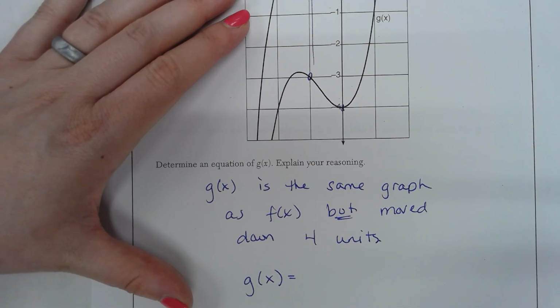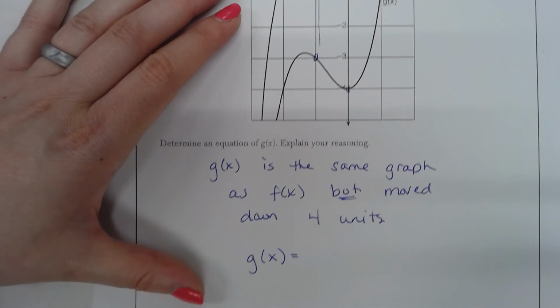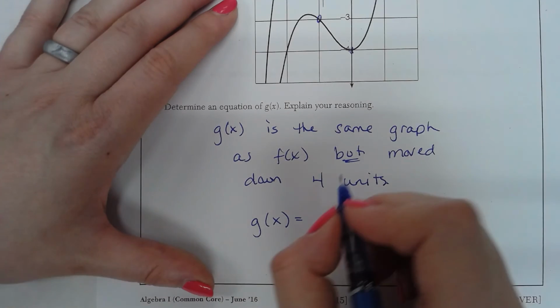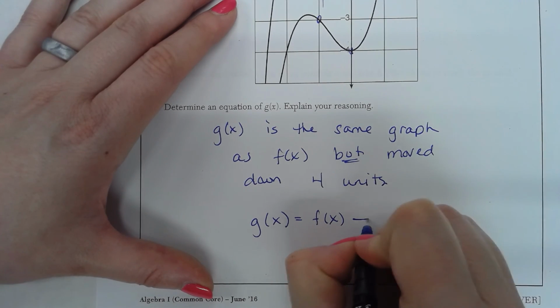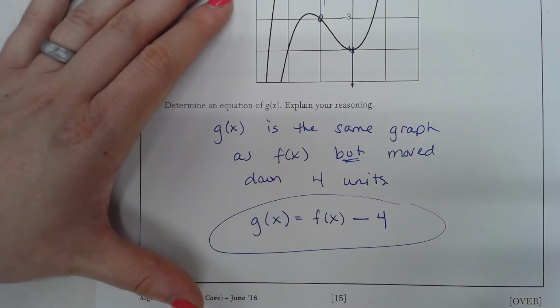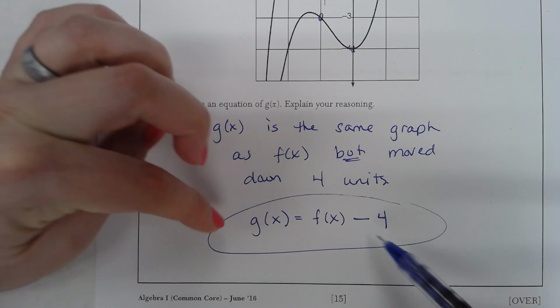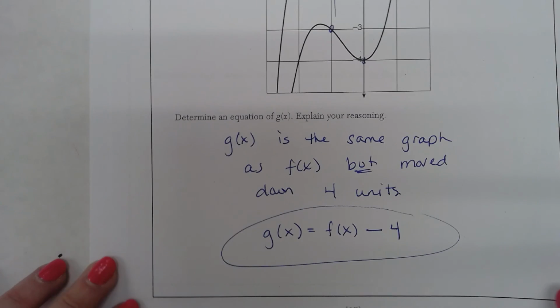Well, when you move down 4 units, that means you need a minus 4 at the end. G of x is f of x, it's the same thing, down 4 units. And that's it. That's all you need. I have a little explanation and I have my equation. And I actually think the explanation helps me get the equation. All right, there you go.